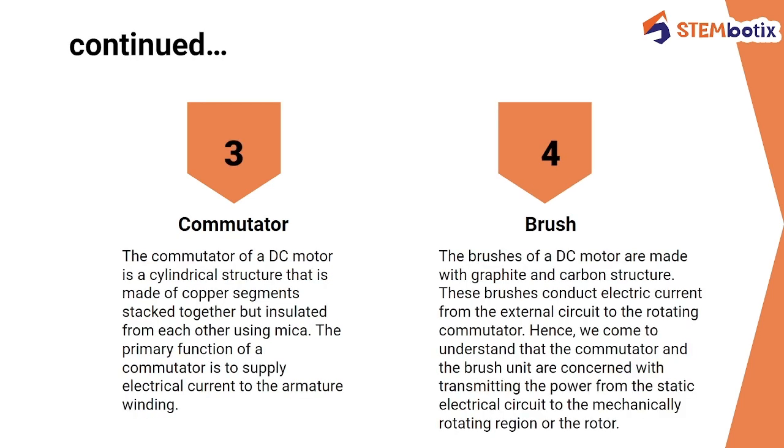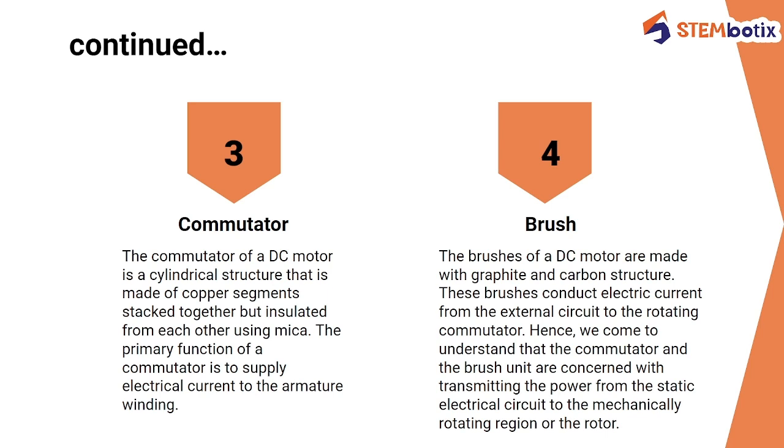Now the third one is the commutator. The commutator of a DC motor is a cylindrical structure that is made of copper segments stacked together but insulated from each other using mica. The primary function of a commutator is to supply electrical current to the armature winding. Meaning it is necessary to provide electric current to the armature.